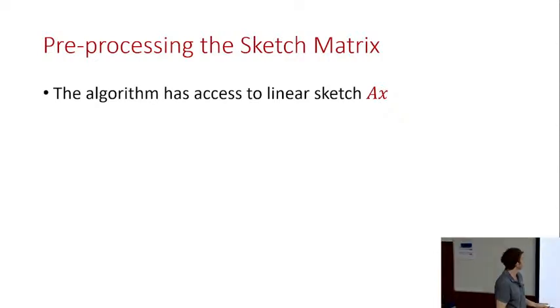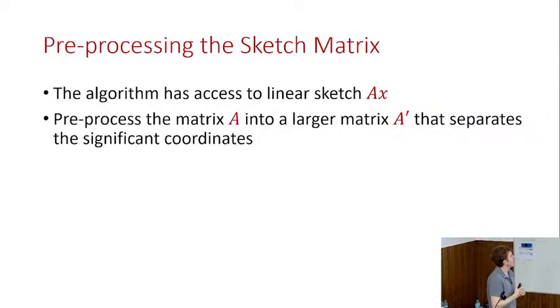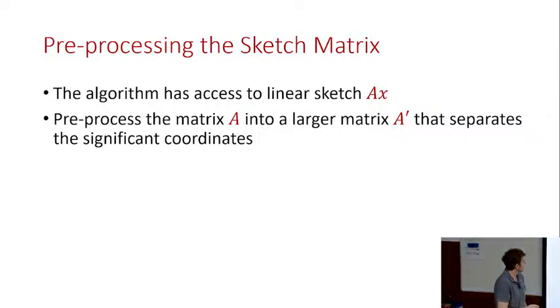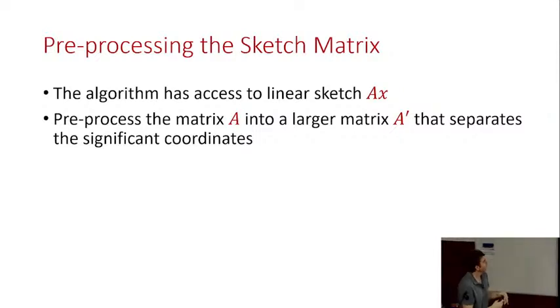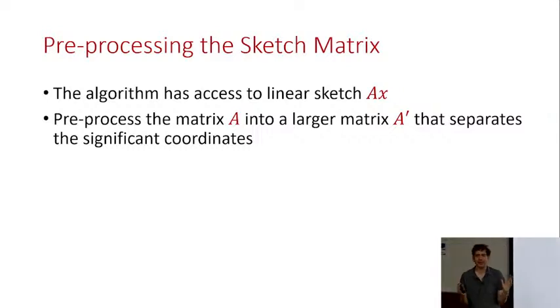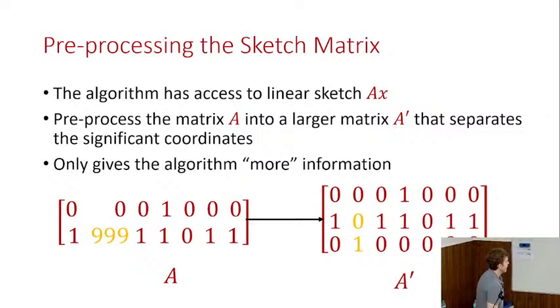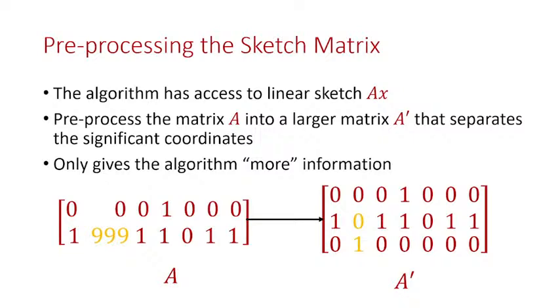Okay, so we have our definition of significance. And what we're going to do is the following. We're going to take our sketching matrix A, and we're going to pre-process it into a larger matrix A prime that separates out the significant coordinates under that definition of significant. Now this is only going to give the algorithm more information, so if the adversary can break this sketch, then it can also break the original sketch.